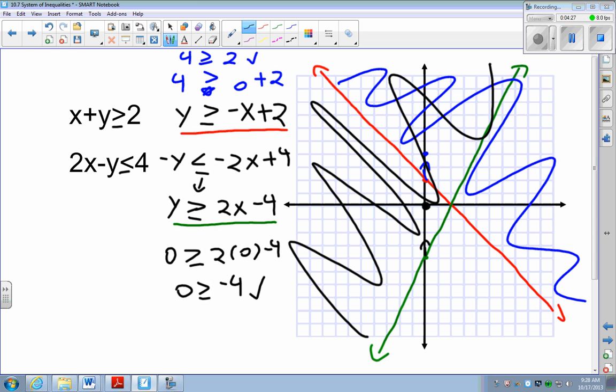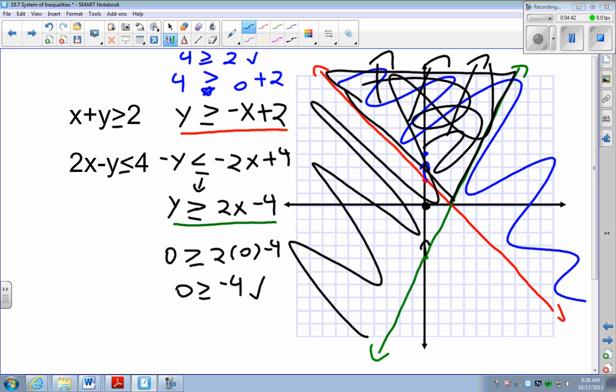Now notice here, where they're overlapping, we'll get all the shaded region, and this and everything above it are going to be all of our possible solutions. So right here are our solutions. Okay.